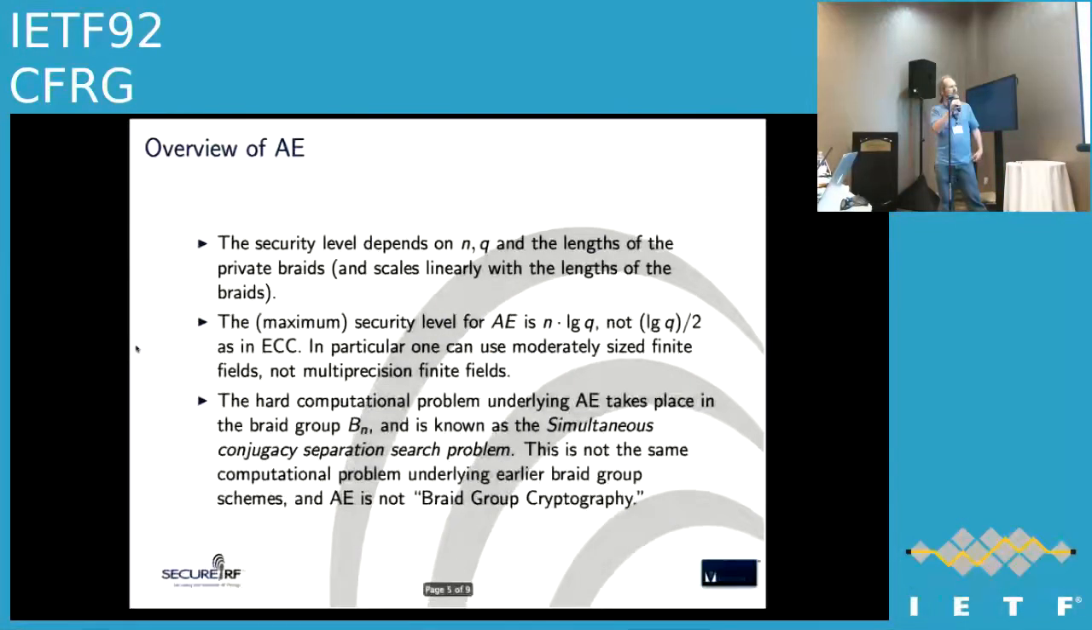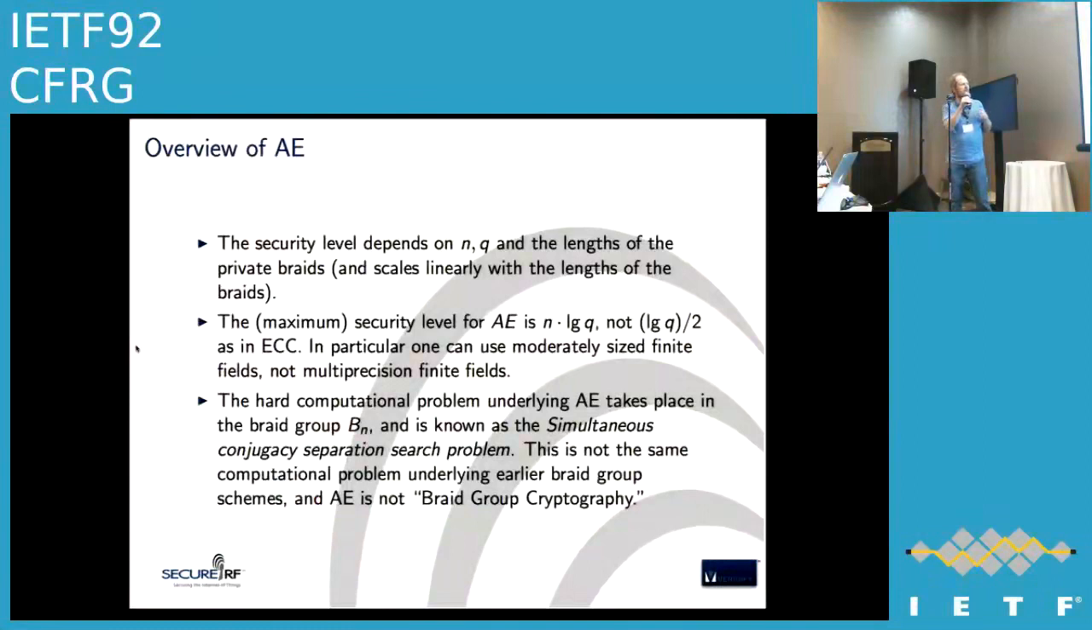All right, so the security level, of course, depends on the parameters, in particular on n and q. N is the size of the matrices and the number of strands in the braids. Q is the finite field, and the lengths of the braids. And it scales linearly with the lengths of the braid. So this is where the linearity comes in. The maximum security level that can be attained with this particular set of parameters is n times log of q, not log of q over 2 like in ECC.